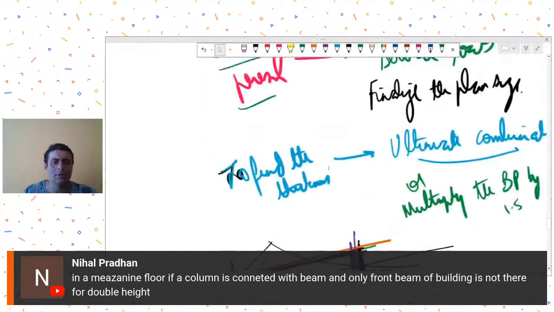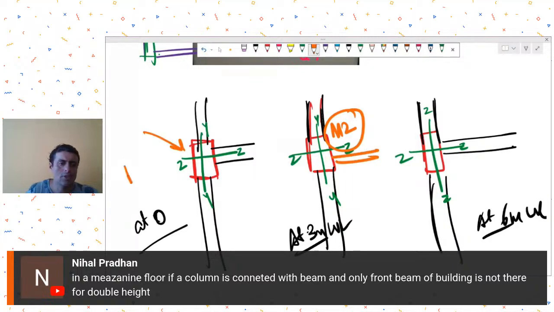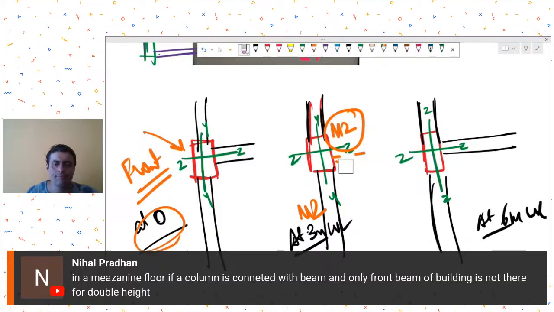So your case is similar to what we had over here. Let's say this is your mezzanine column. It is not connected in this direction. Assume this to be the front column, building front. At ground level, it is connected. At the mezzanine level, your front column does not have a beam in this direction, there is no beam. And then again at the first floor level, you have got the beam.